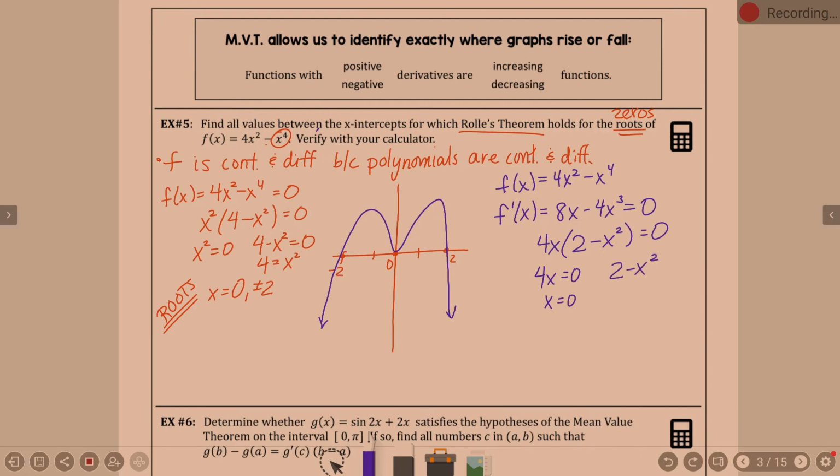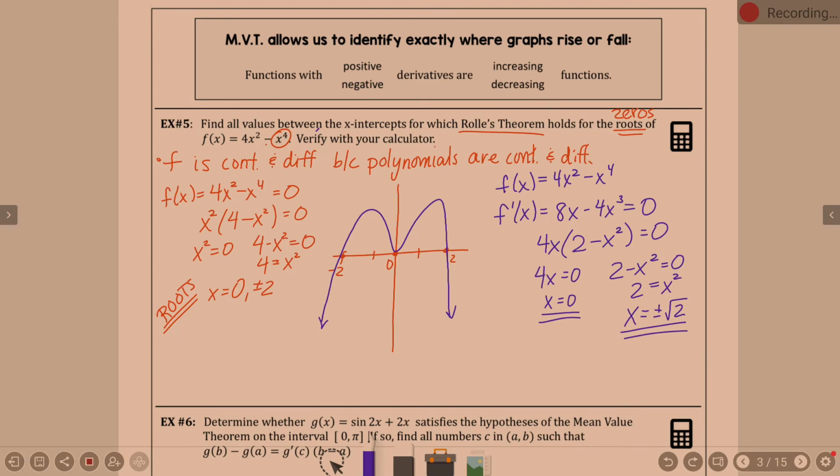2 minus x squared equals 0. So 2 equals x squared, or what is x? Not just square root of 2, but also negative square root of 2. Okay. These right here are my critical values, my critical points. They are places where my derivative equals 0.